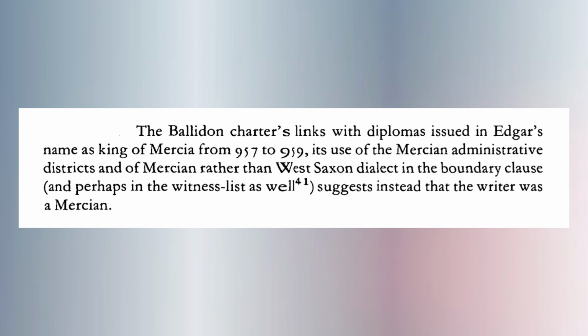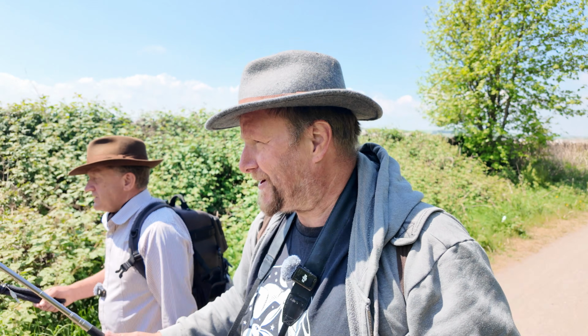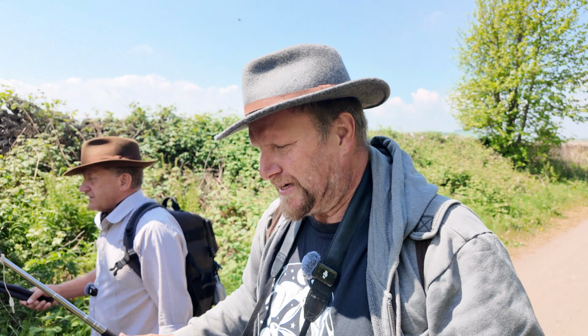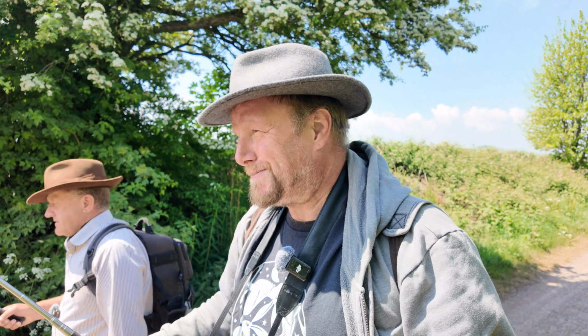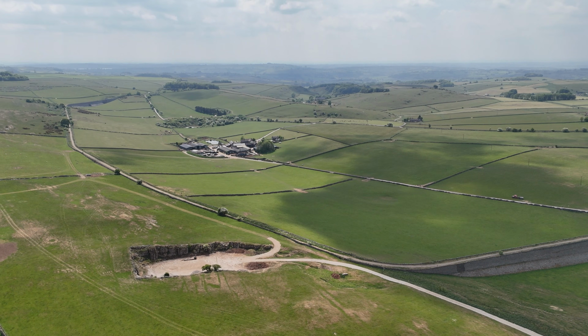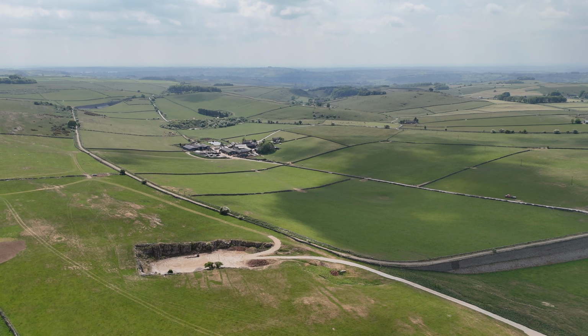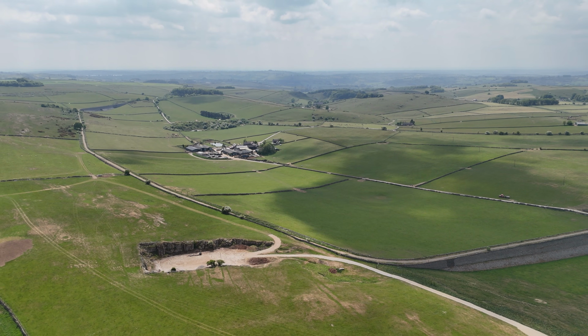There are 3 others that share this style. So it looks as though what Edgar did was to use one of the writers from the days when he was just the King of Mercia, as opposed to the King of Wessex. So we're in the parish of Ballidon. I might not be pronouncing that correctly. And the charter calls it Ballidina, which means the valley of the bulge.